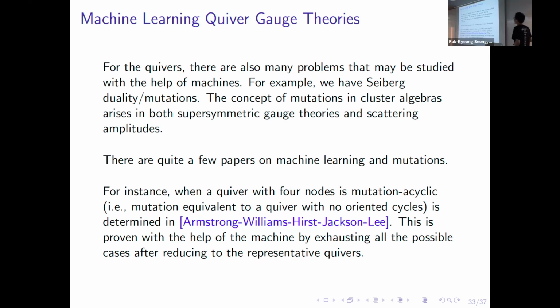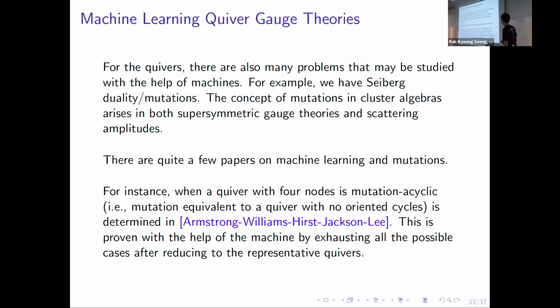Although I don't know what scattering amplitude people are doing, somehow they also have this mutation concept. And there are actually quite a few papers nowadays on machine learning these mutations. There's one example, maybe I think it's worth mentioning.